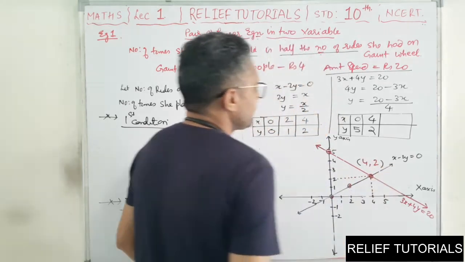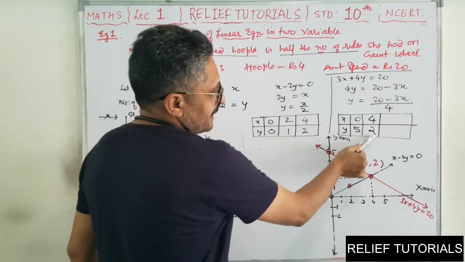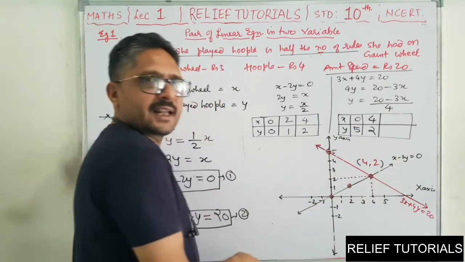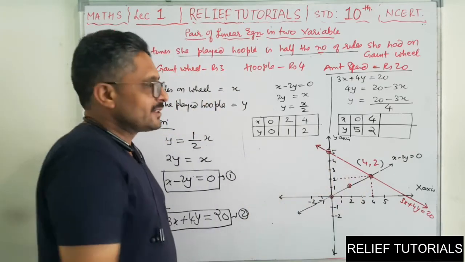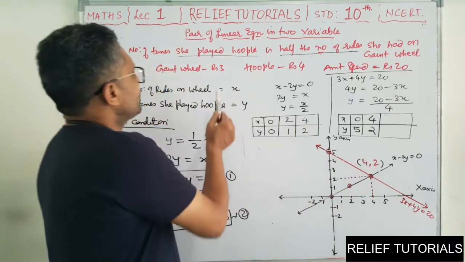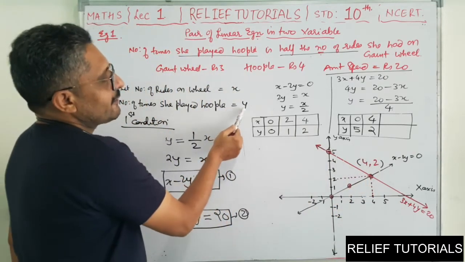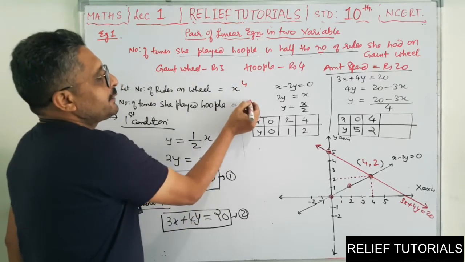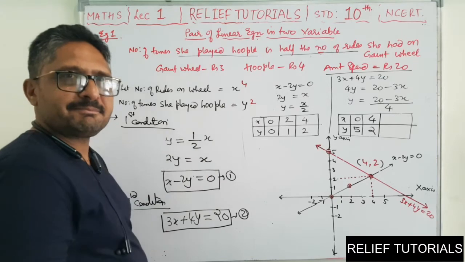So here also we have (4, 2), here also we have (4, 2). This (4, 2) is a point which lies on both the lines. So that is the solution. So this is x, this is y. So the value of x is 4, the value of y is 2. So 4 rides on the wheel and 2 games of hoopla.